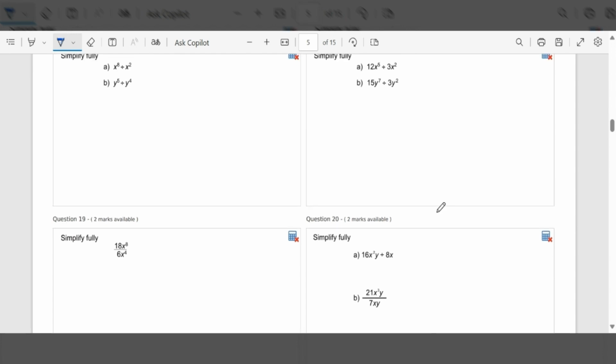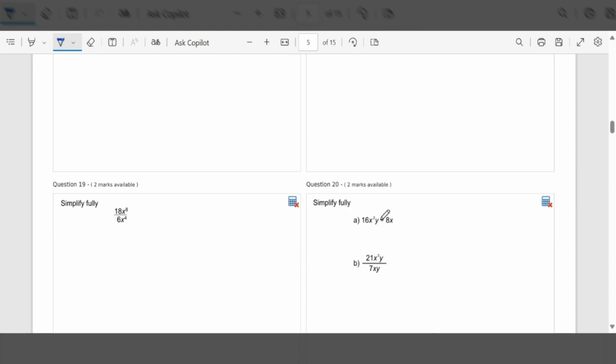Dividing the same. Let's just take a look at this one here. 16 divided by 8 is 2. X squared divided by x, think of that as x1. So when we're dividing, we're taking away the little numbers, the indices, so there'll be 1x left. 2 take away 1, just 1. And y, there's nothing to take away from that, so that's just that.